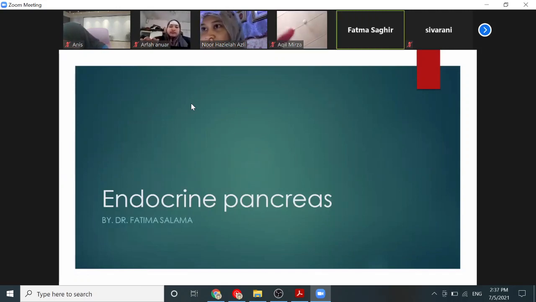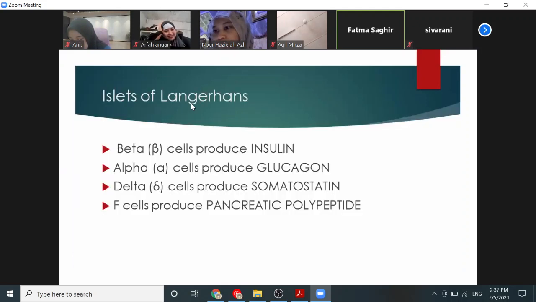Okay, all right. So the endocrine pancreas. We already covered the exocrine pancreas during the GIT system. So the pancreas itself has exocrine and endocrine parts. The endocrine part, which we also call the islets of Langerhans, is divided into groups of cells. So we have 4 groups of cells: beta cells, alpha, delta, and F cells.